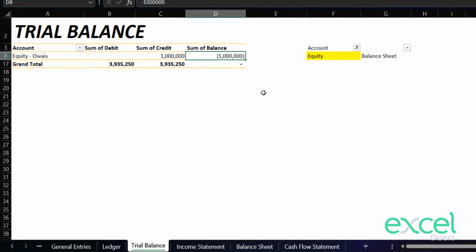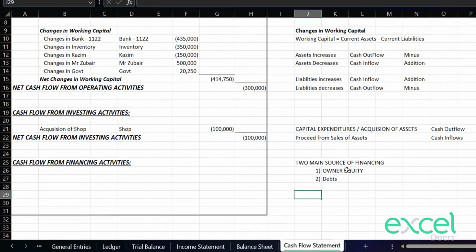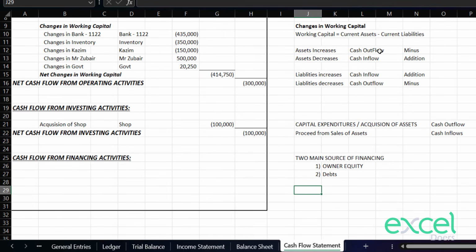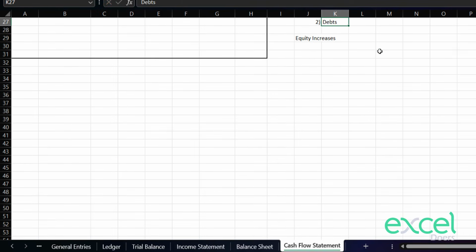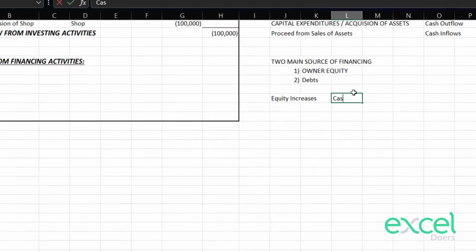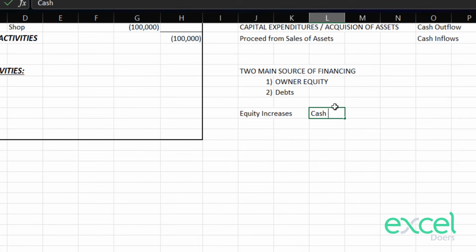Whenever you invest in the business, the cash comes into the business. Let me type the situation. Whenever equity increases, that means the money is coming into the business. Equity increases, cash inflows. That means you will do the addition.